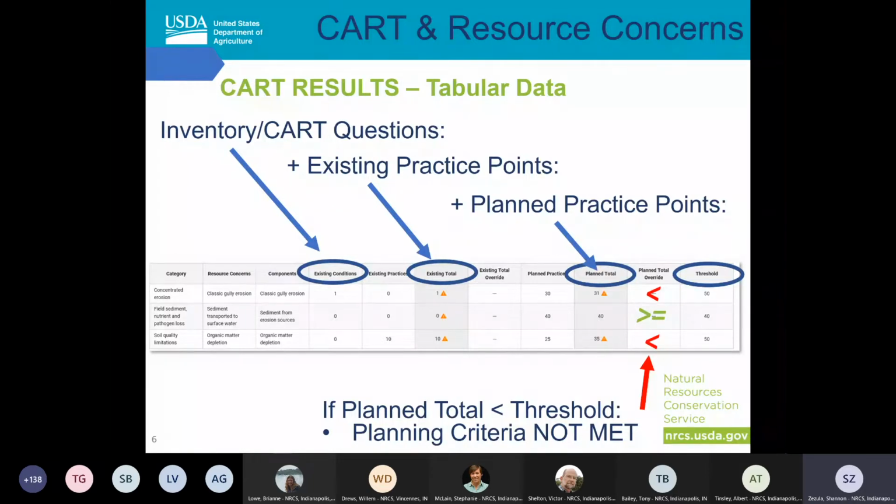Okay. In the CSP world, it could be a deal breaker. If a farmer can't get past this with their planned practices, then they may not meet basic eligibility, or at least they may not rank as high as their neighbor who is willing to do more. Okay, comments or questions on how to interpret a report in CART? Okay, we will move on.